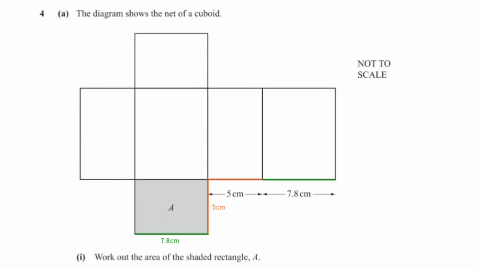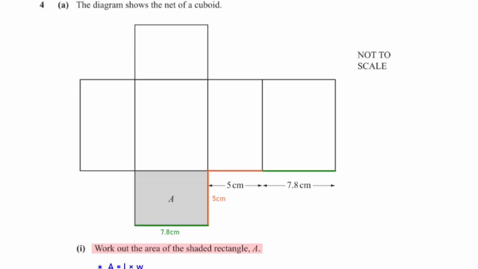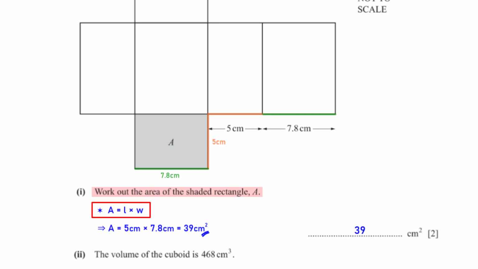The diagram shows the net of a cuboid. Work out the area of the shaded rectangle A. Here is the formula for the area of a rectangle. When we close up the cuboid, these two sides come together. So the width of rectangle A is 5 centimeters.